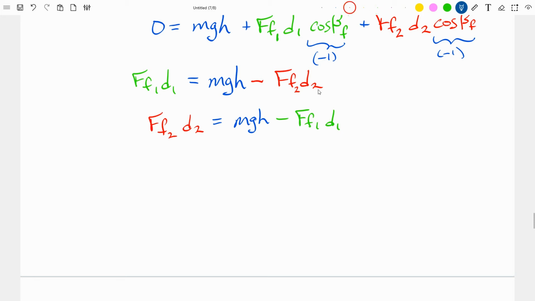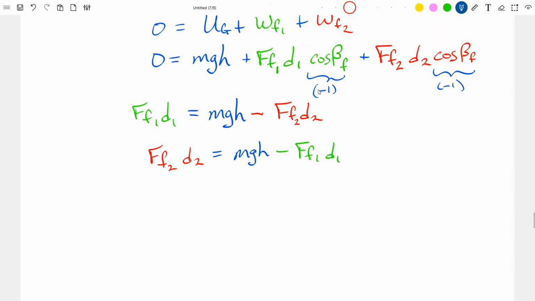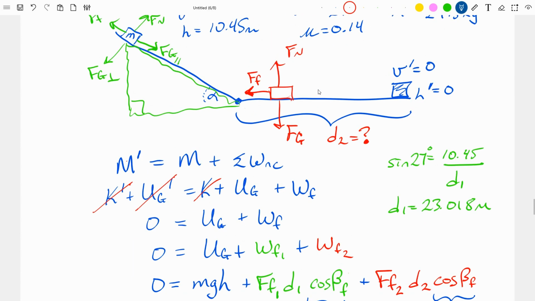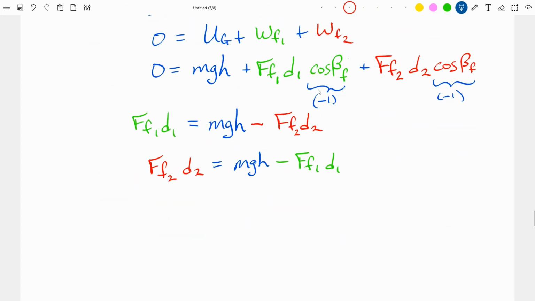Left side of the equation is going to be force of friction when it was on the level surface, mu times the normal force. How big is the normal force? Well, vertically, same situation as we often come across. Not always, but often. The normal force in part 2 is equal to m times g.